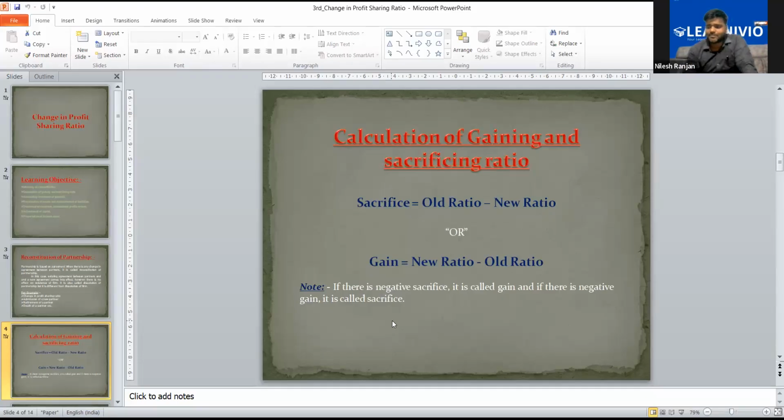Yes, does anyone know? Why are we not using two different formulas? If we have to calculate sacrifice for one partner and gain for another partner, we are not using formulas separately. We are using one single formula. If we are using sacrifice, then we will use the sacrifice formula in both parts. Why do we do this? No idea. Shahrukh? Anyone knows?